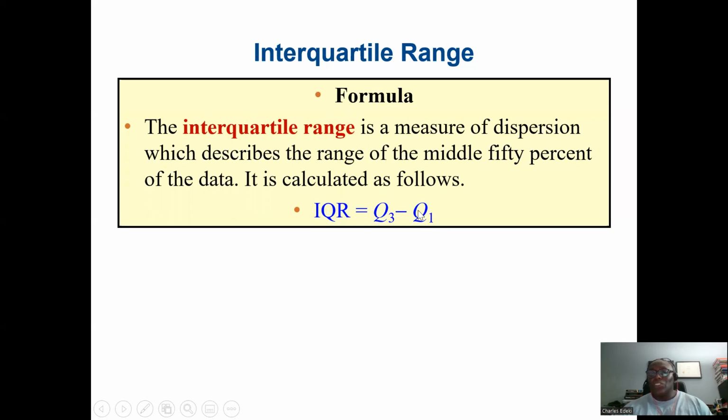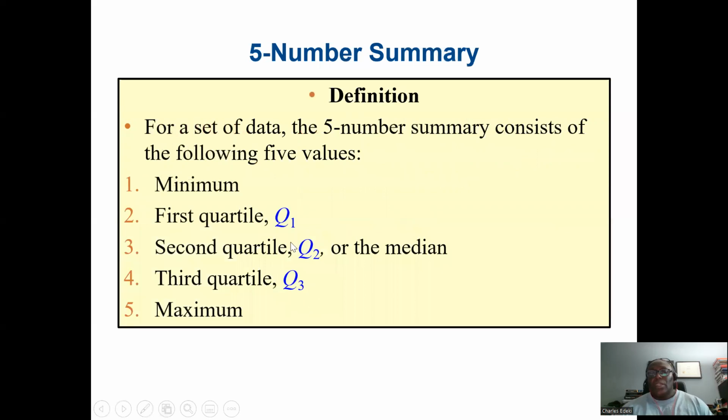So this gives us the measure of variation, which describes the range of the middle 50% of the data or the values. Now, this is very important. We normally use this also to organize or basically to describe our data. A 5-number summary can lead us to graph what we call the box plot or box-and-whisker plot. For a given set of data, the 5-number summary consists of the following 5 values: the minimum value, the maximum value, and Q1, Q2, and Q3.